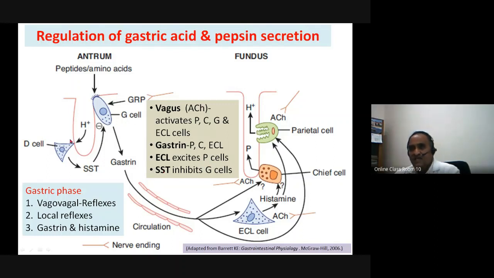The somatostatin inhibits the G cell. This is, broadly, the regulation of gastric secretion. It is set by the cephalic phase, then continued by the vagovagal reflexes, and the vagovagal reflexes set the role of the local myenteric reflexes. These local myenteric reflexes, governed by the cholinergic and non-cholinergic components, are further triggered, continued or sustained by the hormones or humoral factors like gastrin and histamine. That is what the gastric phase is concerned with.